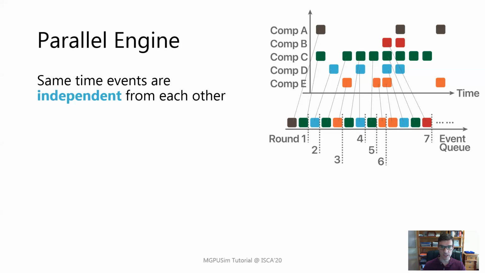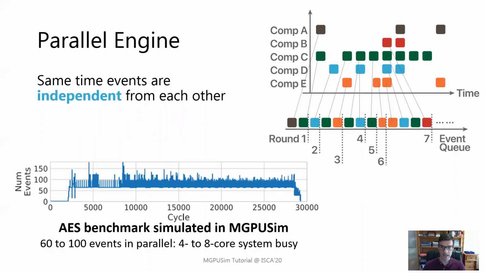In our ESCAP application of MGPUSim, we analyzed the number of events that happen at the same clock cycle for the AES benchmark. As we can see in the figure, overall, this number of events varies between 60 and 100 for most of the time, providing sufficient parallelism to keep a 4 to 8 core system busy.